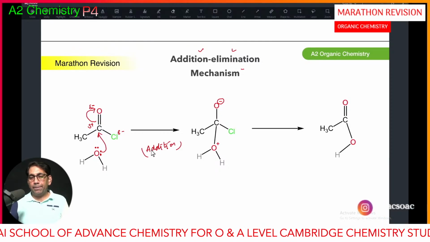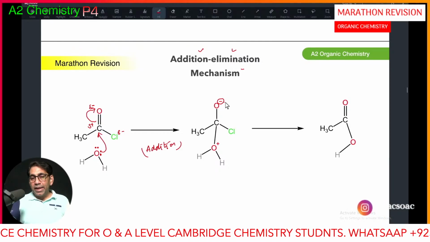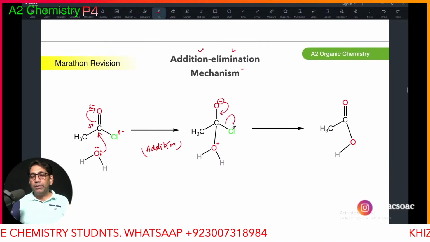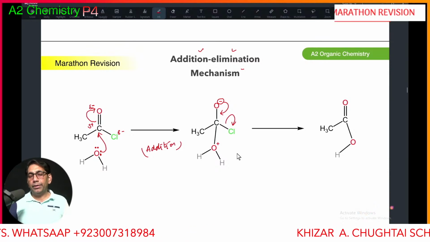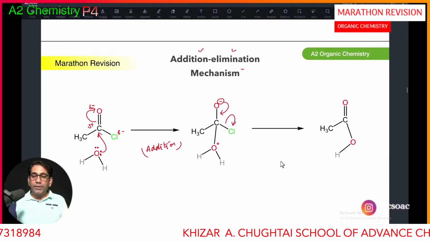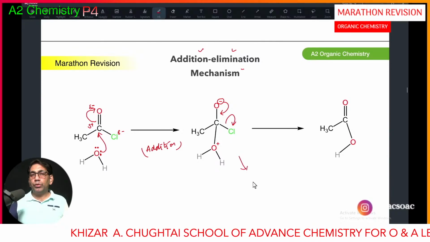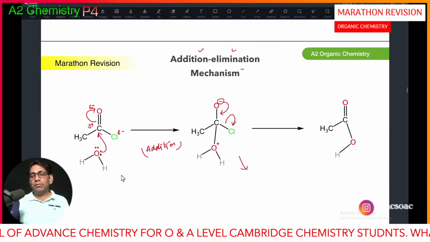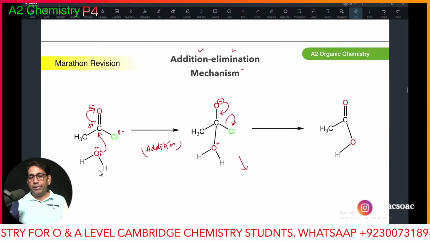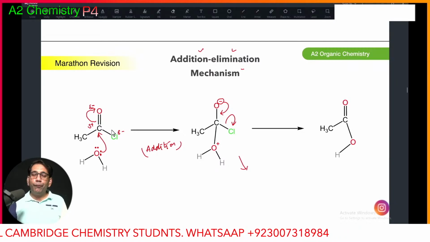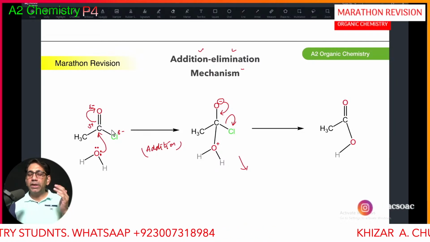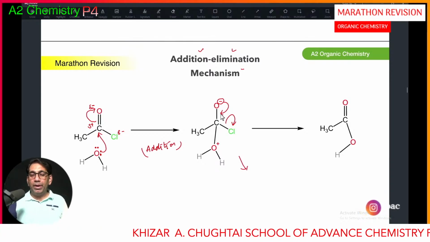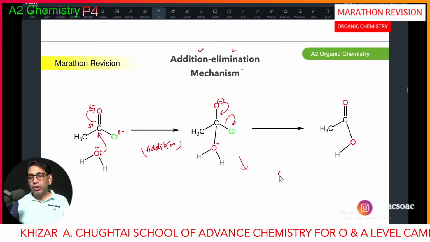Then what is the next step? This negative charge will come back to its original position, C double bond O. At the same time, the C-Cl bond is going to be broken. There is another step as well that I'm going to show, but you don't need to show it. That is sufficient for you to show the mechanism. Overall, just 4 curly arrows are required as far as the A2 Cambridge Chemistry syllabus is concerned.